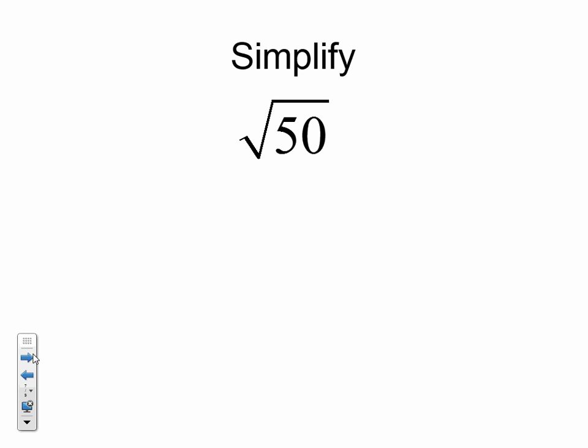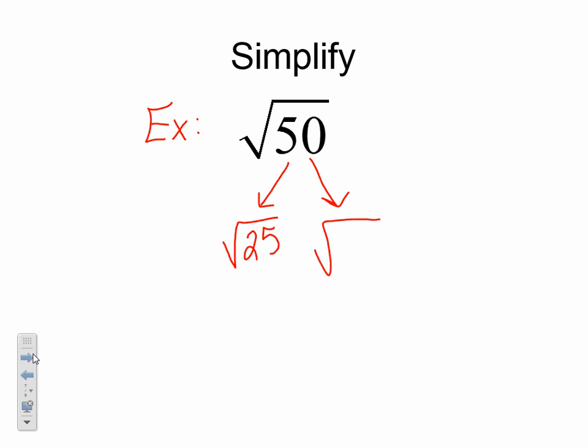Let's do another one. Example 2, simplify the square root of 50. So again, we're going to split the 50 apart into two things. One number has to come from the perfect square list. So if I ask myself which of those perfect squares divides out of 50 evenly, the answer is 25. 25 times 2 is the same thing as 50.